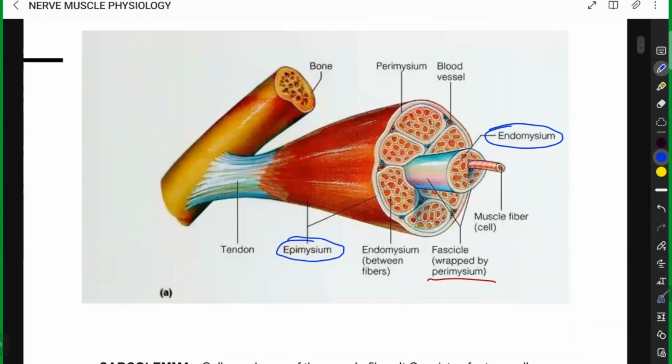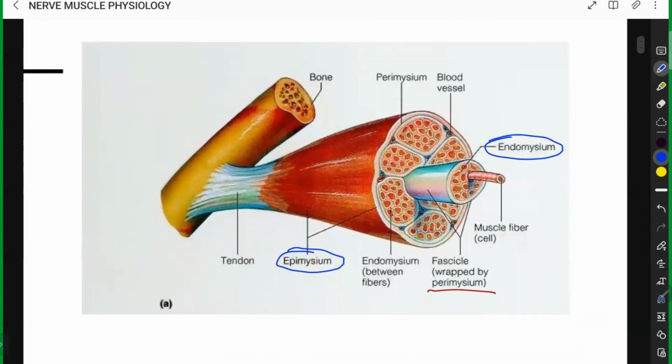Now, in order for a muscle to contract, you need to have a nerve fiber. You need several nerve fibers that are going to be innervating. These nerve fibers, there are two types. One is 1A and second is 2. What is this 1A and what is this 2?